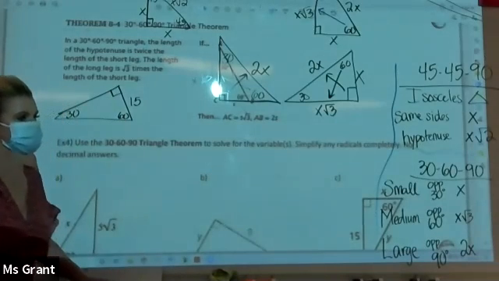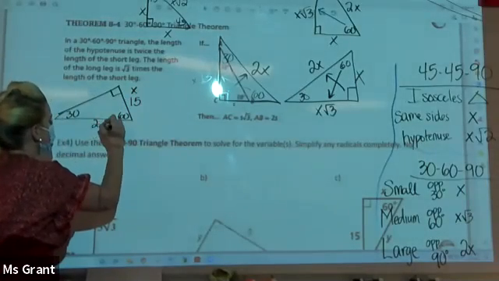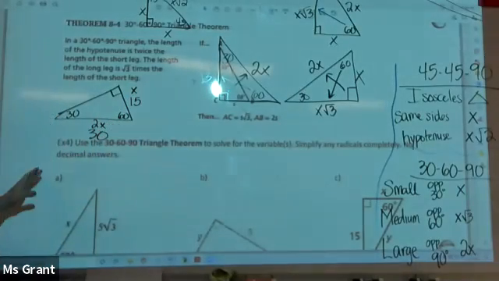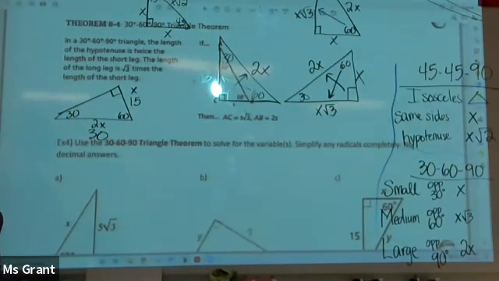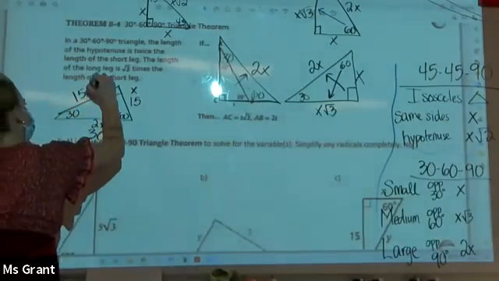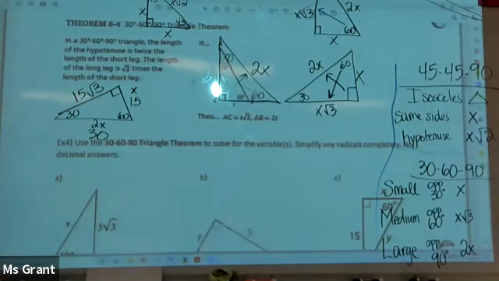The hypotenuse is 30, because this is X, this is 2X, the hypotenuse is 30. Someone new. Tell me what's opposite 60. 15 rad 3. Good job. They're all related. 15, double 15, 15 rad 3.